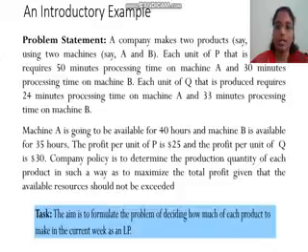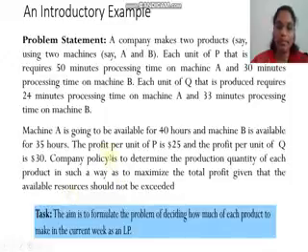Now we'll look into an example problem. The problem states that a company is producing two products, say P and Q, using machines A and B. Each unit of product P requires 50 minutes of processing time on machine A and 30 minutes on machine B. Producing product Q requires 24 minutes on machine A and 33 minutes on machine B. The other constraint given is that machine A will be available for 40 hours and machine B for 35 hours.